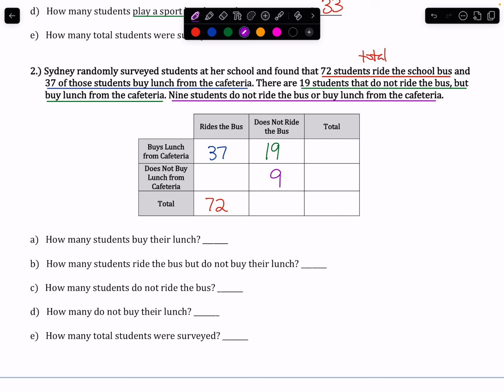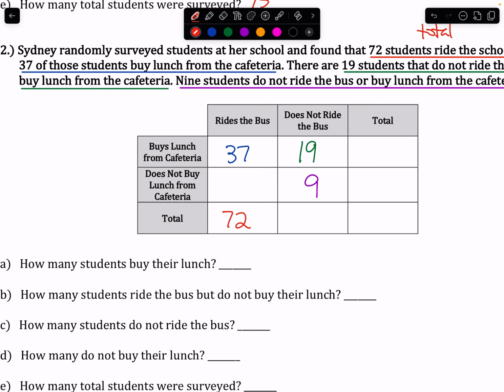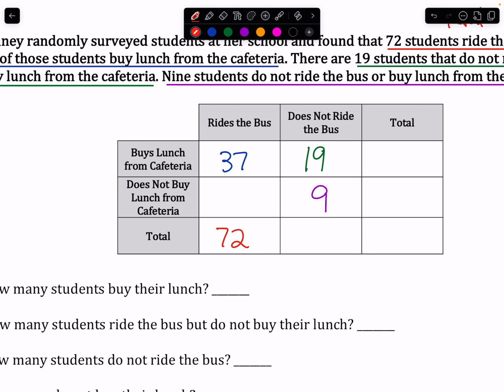So right off the bat, it gives us that information. And as you can notice, we're still missing some information, but now we can play a fun little number game here. We want to figure out what our totals are. We talked about how important finding totals can be. First of all, we can add straight across to get those who are buying lunch from the cafeteria. So 37 plus 19 gives us 56. We can also figure out the number of students that do not ride the bus. 19 plus 9 gives us 28.